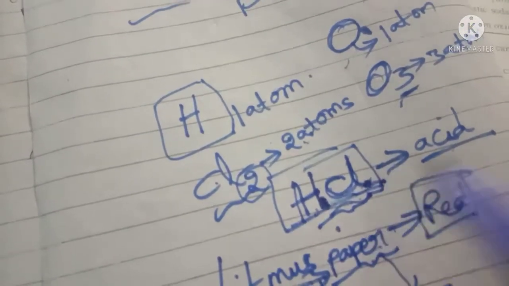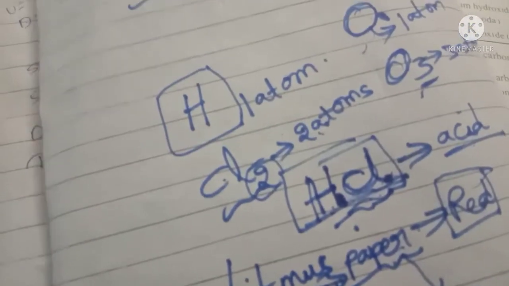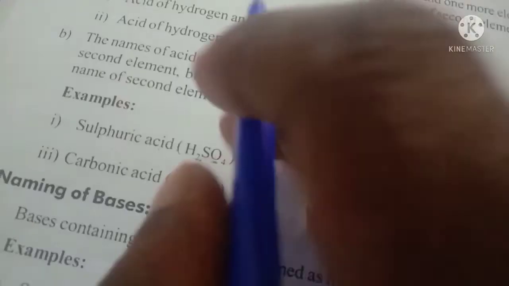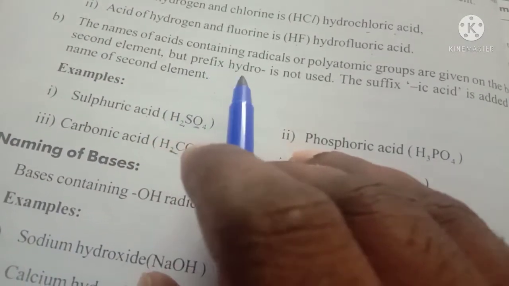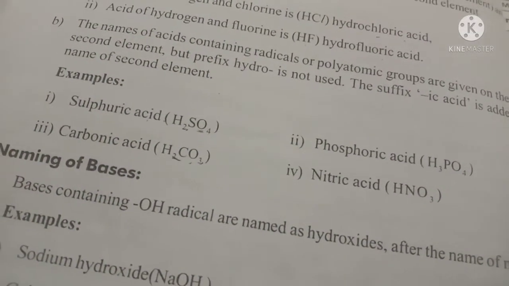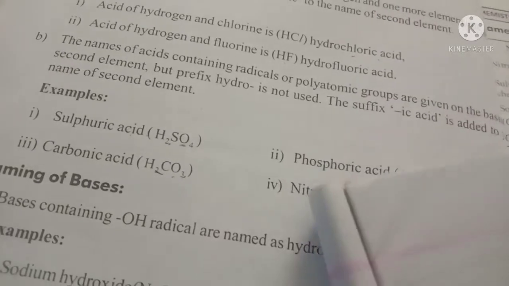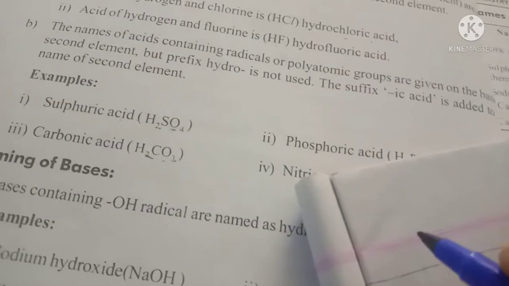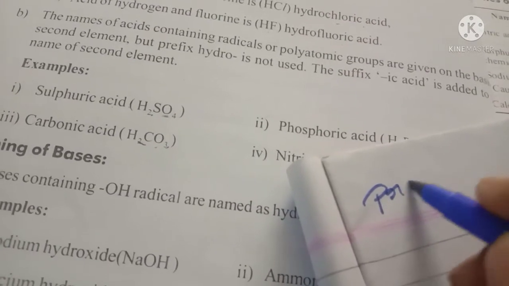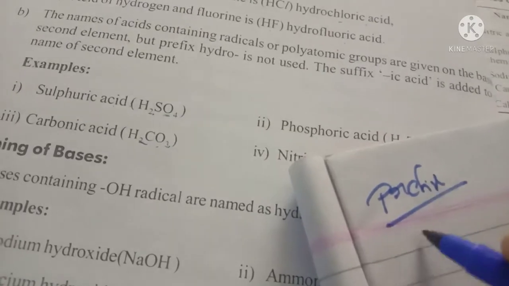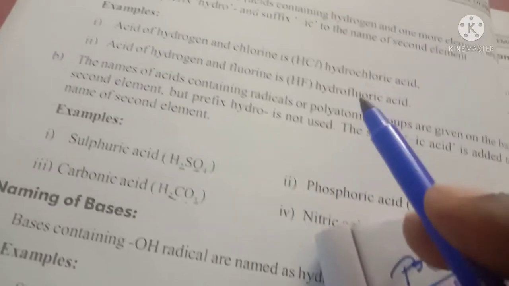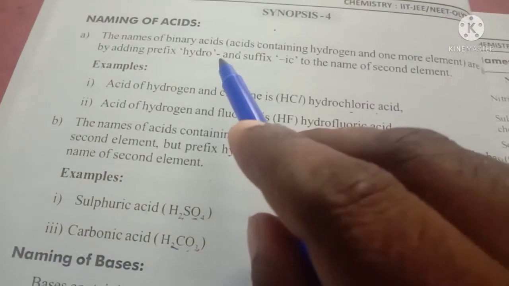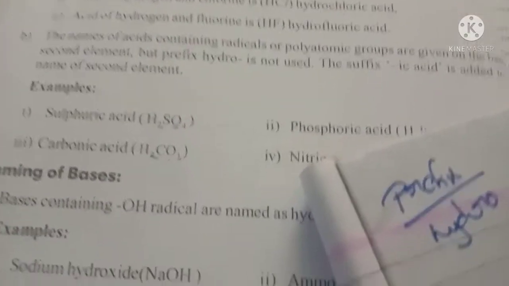Whenever there is a monoatomic acid, there is a formula to name this. See here, the formula is: you have a prefix, so you have to write the prefix as hydro. What is the prefix? Hydro. Prefix hydro, and as a suffix you have to write ic.